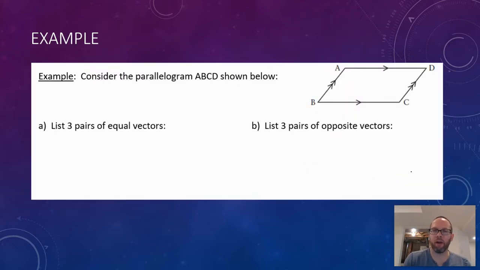A short exercise here. There's a parallelogram with the four corners, or vertices, labeled A, B, C, D. Can you list 3 pairs of equal vectors and 3 pairs of opposite vectors? If you want to pause the video and try that, unpause when you're ready, or you can follow along with me right now. I might not necessarily write all the pairs of equal vectors.